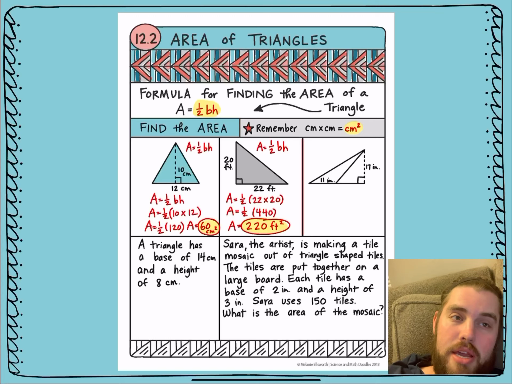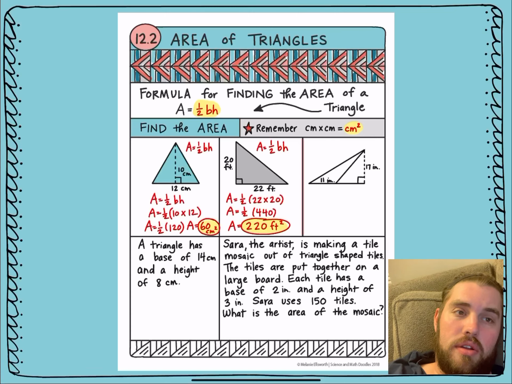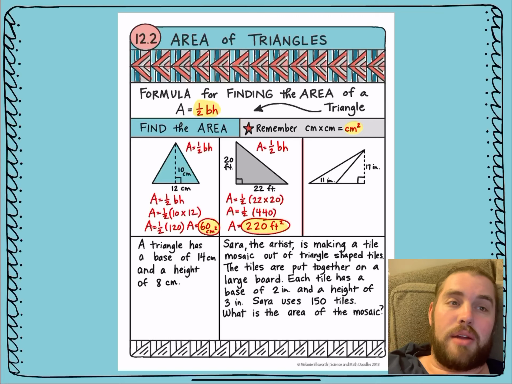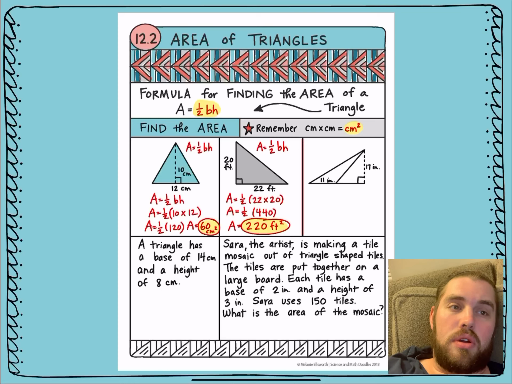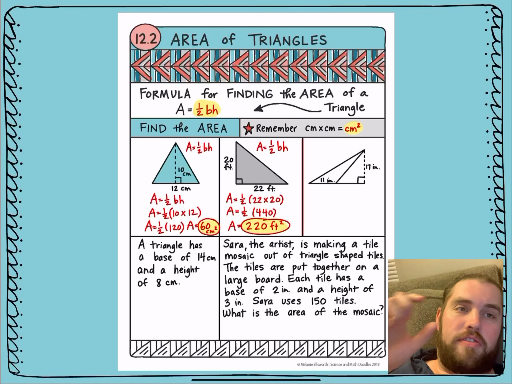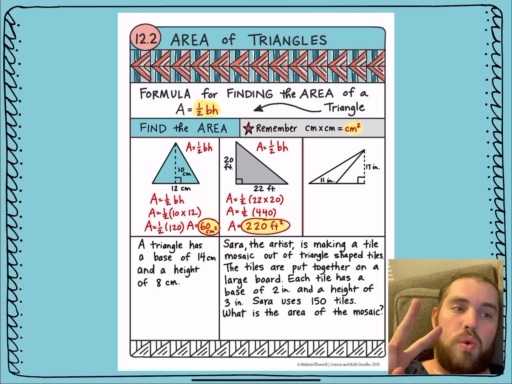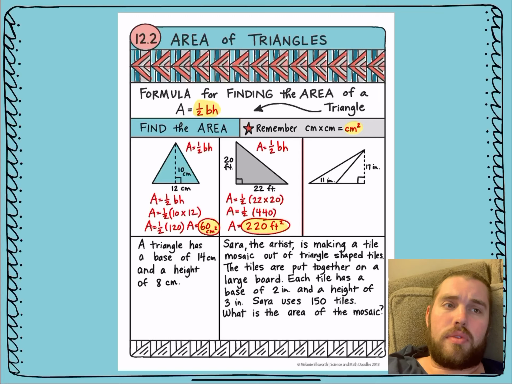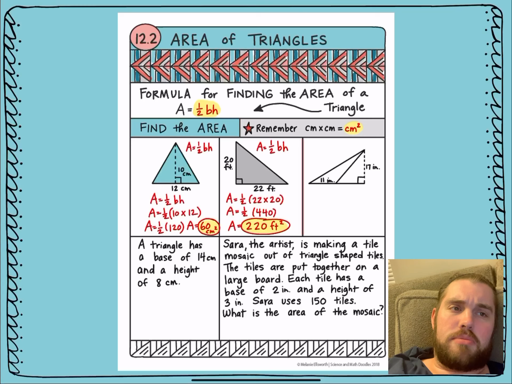So I take the base, 22, times the height of 20, and I got 440. And then I take that answer and I divide by 2. Don't forget to divide by 2. So 440 divided by 2 gave me 220 feet squared. Remember, it's feet squared because it's feet times feet, which is 2. It's a two-dimensional shape. There's an area. It's 2 dimensions.